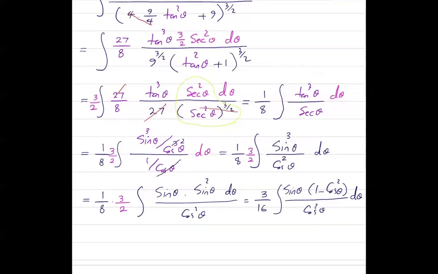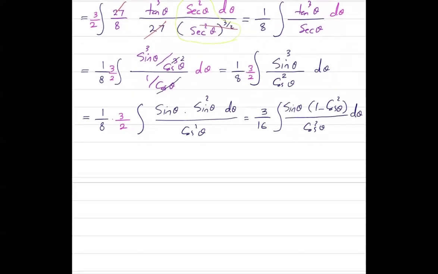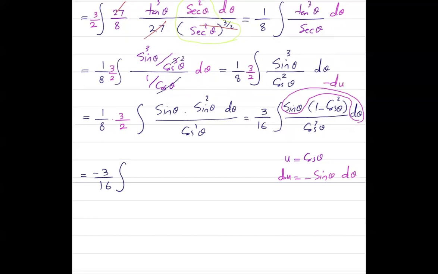Very good. What you can do is say, hey, I'm going to take u substitution here. u is equal to cosine theta, so my du is negative sine theta d theta. So this integral becomes negative 3 divided by 16 of the integral of, so this is part of my du, so this is negative du. So you have 1 minus u squared divided by u squared and then du.